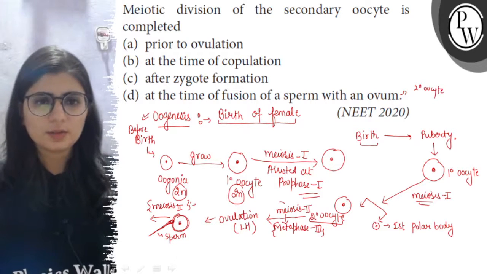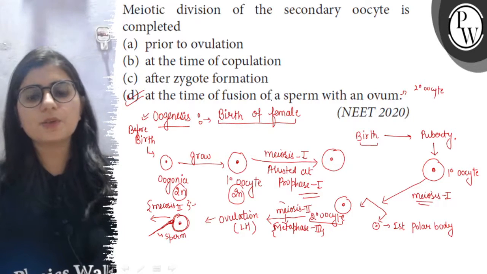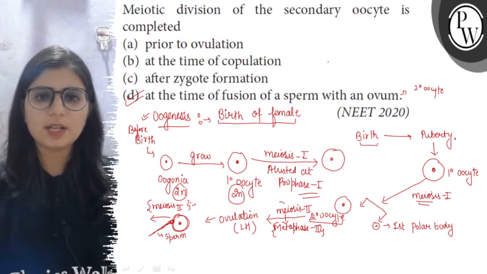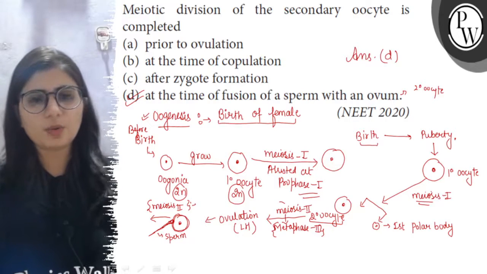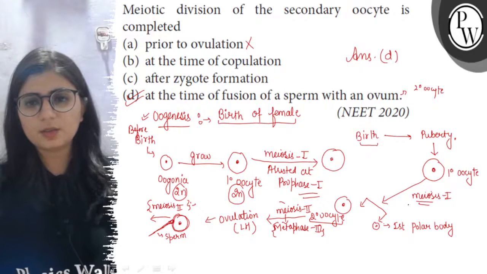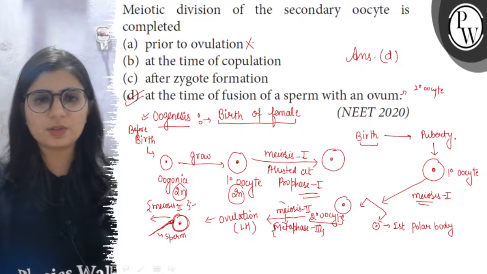So option D, at the time of fusion of sperm with an ovum, meiosis 2 is completed. Option D is the right answer to this question. Looking further, prior to ovulation is wrong, because prior to ovulation the oocyte was suspended in metaphase 2, so meiosis was not completed.